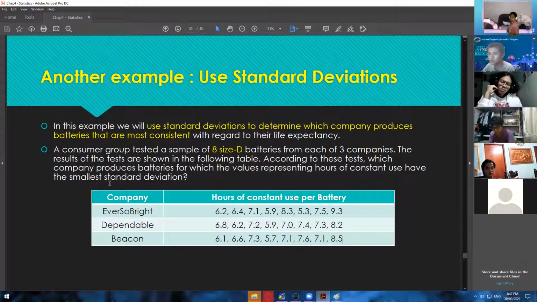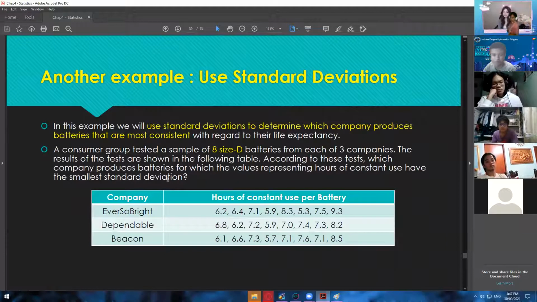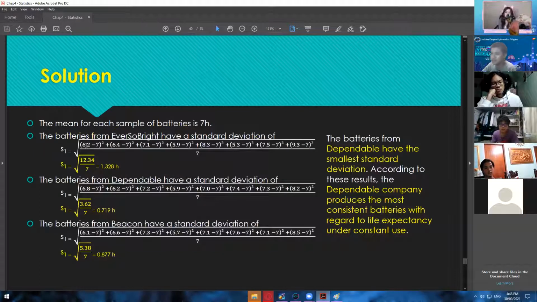According to this test, which company produces batteries for which the values representing hours of constant use have the smallest standard deviation? Again, the smaller the standard deviation, the better. All you need to do is apply the formula given to you and substitute the given values. We have for Ever So Bright 1.328 hours, Dependable 0.719 hours, and Beacon 0.877 hours.